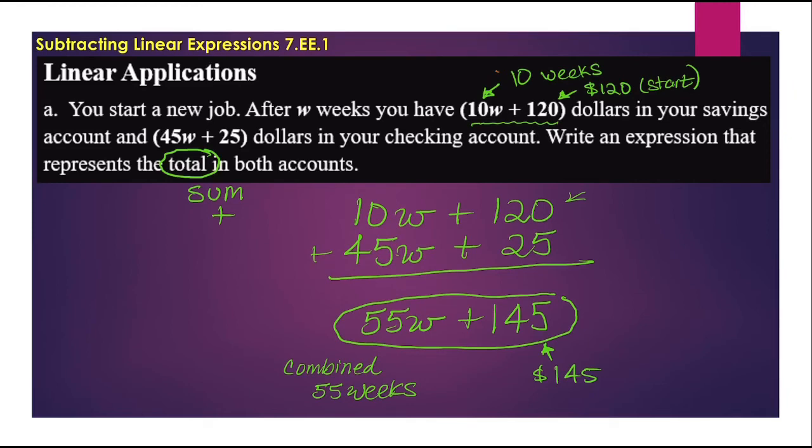Now, that doesn't mean you have $145 in your account. I guess it could if you didn't put anything in your savings account. But in this case, that's it. That's all you have to do. 55W plus 145, and we're finished with this particular example.